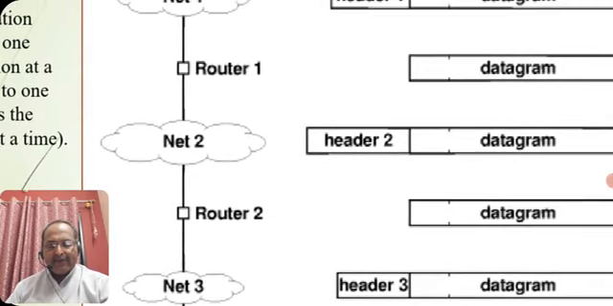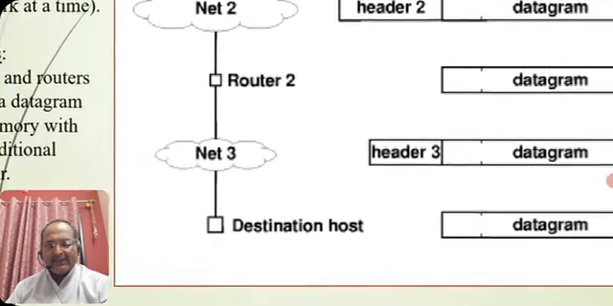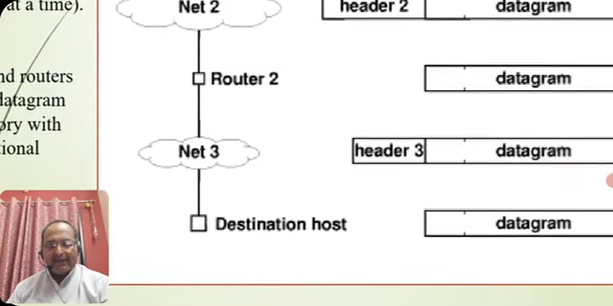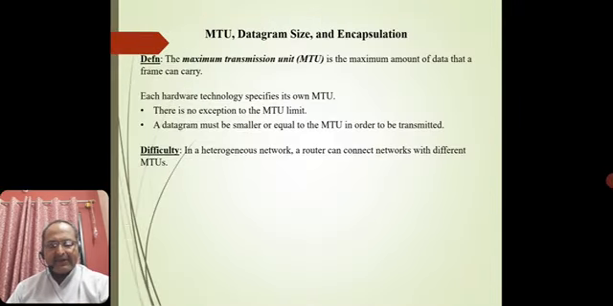After transmitting from net2, router 2 is initialized in net3, consisting of header 3. So the data packet taking a journey from net1 to net3 has dynamically changed the address three times. From net1 to net2 the address has changed, net2 to net3 the address has changed, till it reaches the destination host. This is a simple pictorial representation.